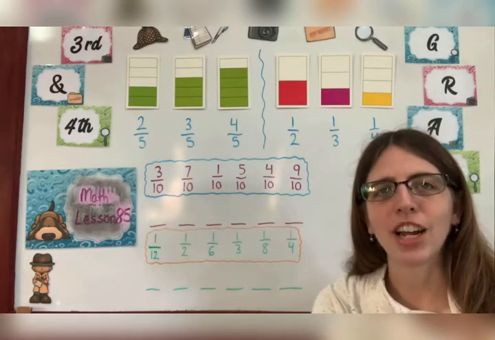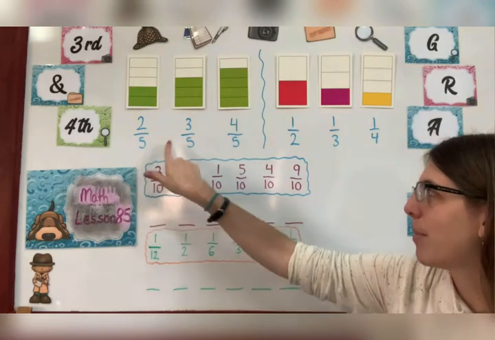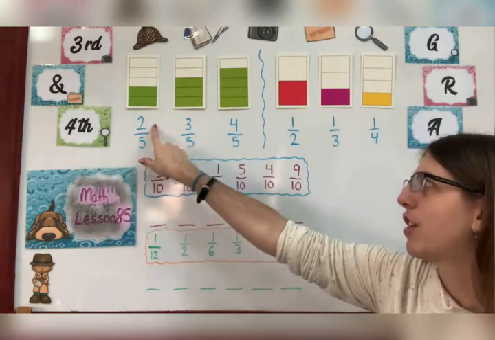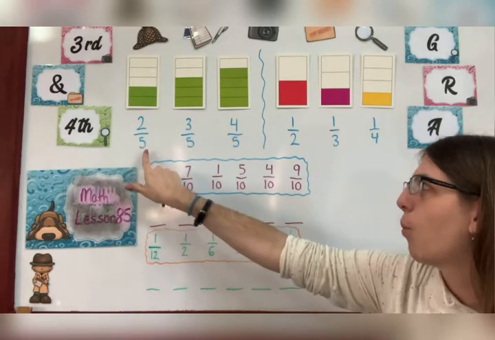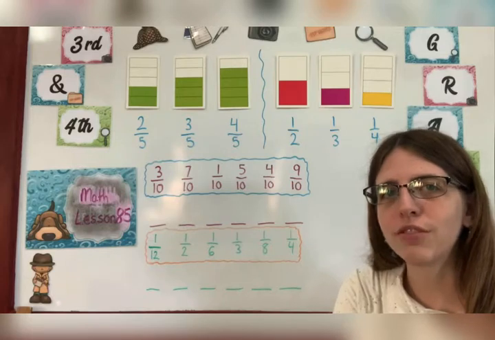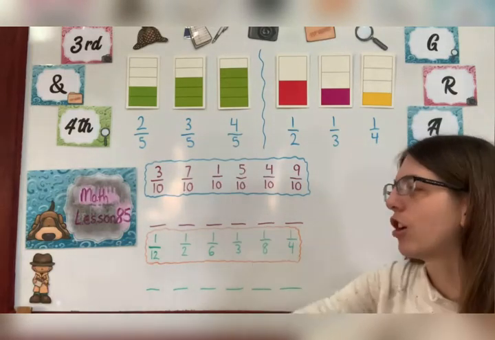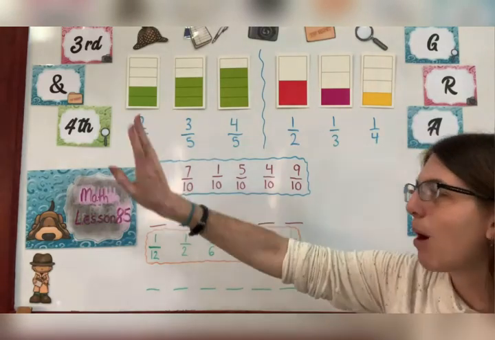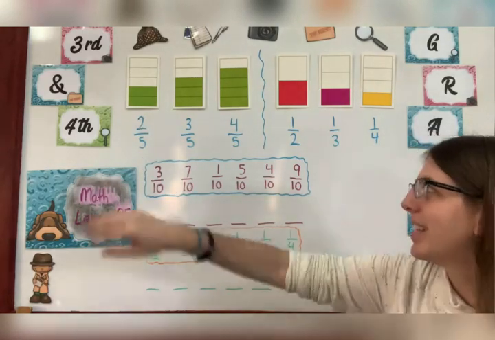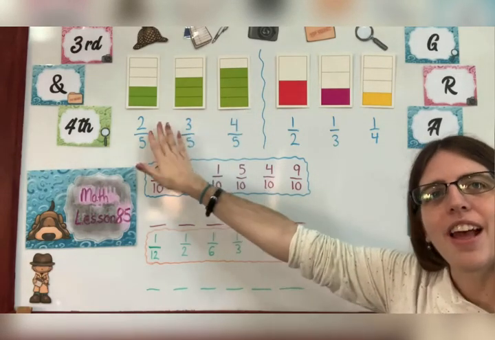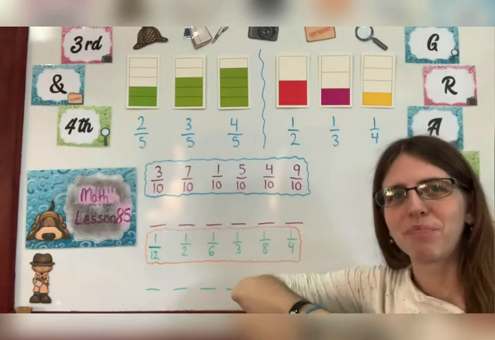Now, when my fractions all have the same denominator, remember the name for the bottom number is denominator, the name for the top number is numerator. When my fractions have the same denominator, the largest fraction is the one with the largest numerator. And the smallest fraction is the one with the smallest numerator. And you can see that. This one's smaller than this one. This one's the biggest one. This one's the smallest one.